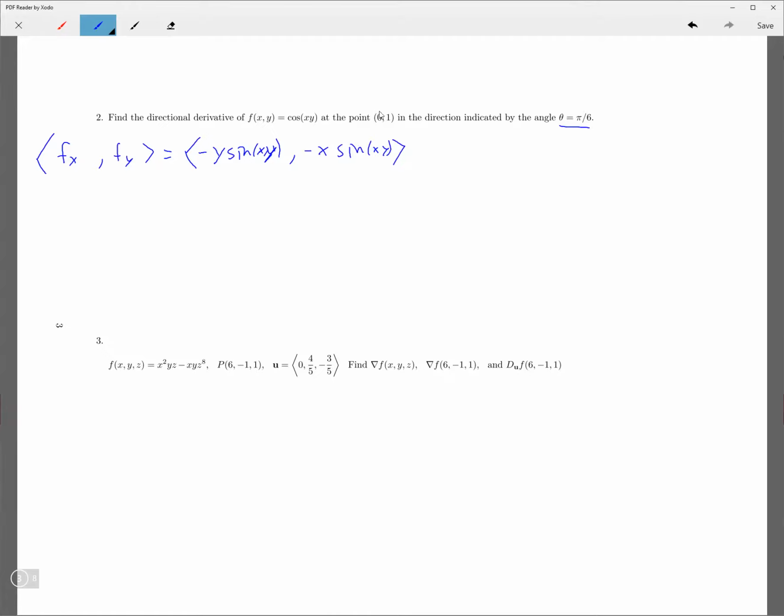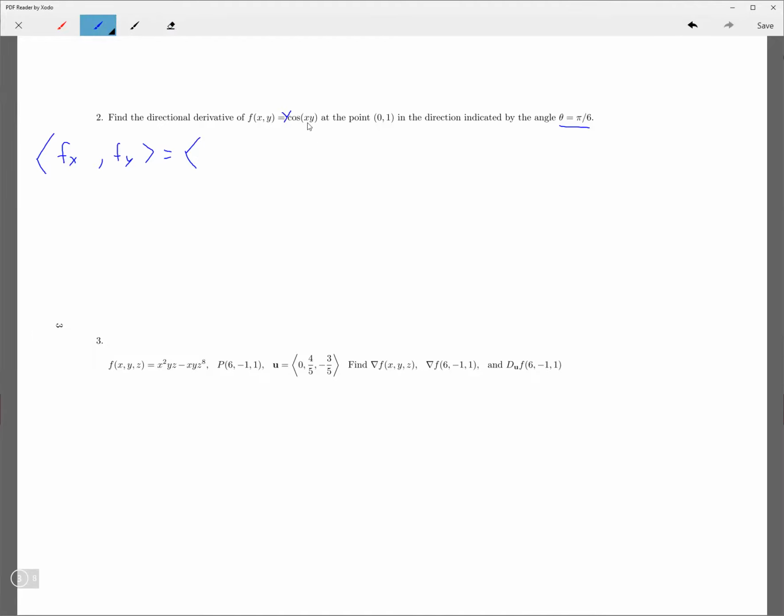And then we can plug in the point 0, 1. Wait a minute. Just a second. That doesn't make sense. Sine of 0 is going to be 0. Oh wait, I copied it down wrong. Okay, I made a mistake in copying this down. There should be a y right here.